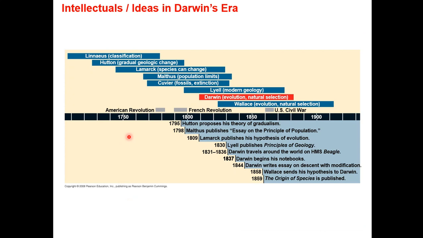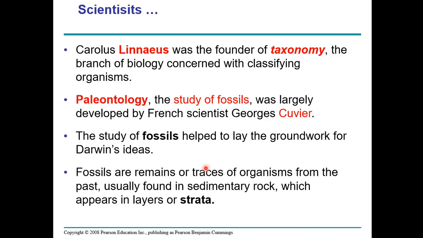So kung makikita nyo, nauna yung kay Lamarck because nagkaroon na siya ng hypothesis. It's around 1809. Only that it's 1831 to 1836 nagkaroon na improvement kay Darwin. Okay, but let's talk about this one. Okay, so saan na tayo?